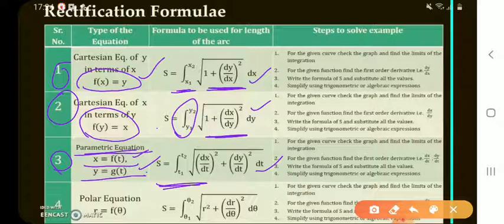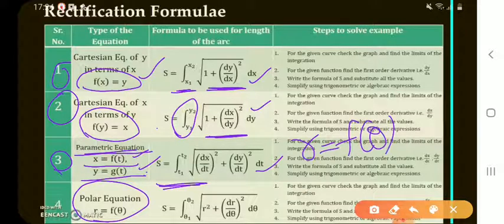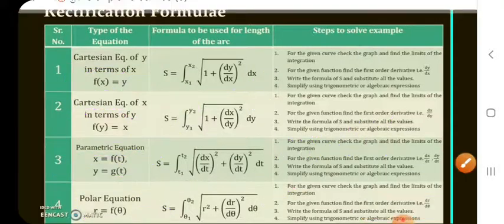The last one is the polar equation. If the equation is in the form r equals f of theta, it is called a polar equation, and then the formula is s equals integral theta 1 to theta 2 root of r square plus dr by d theta whole square d theta. These are the four types of formulas.